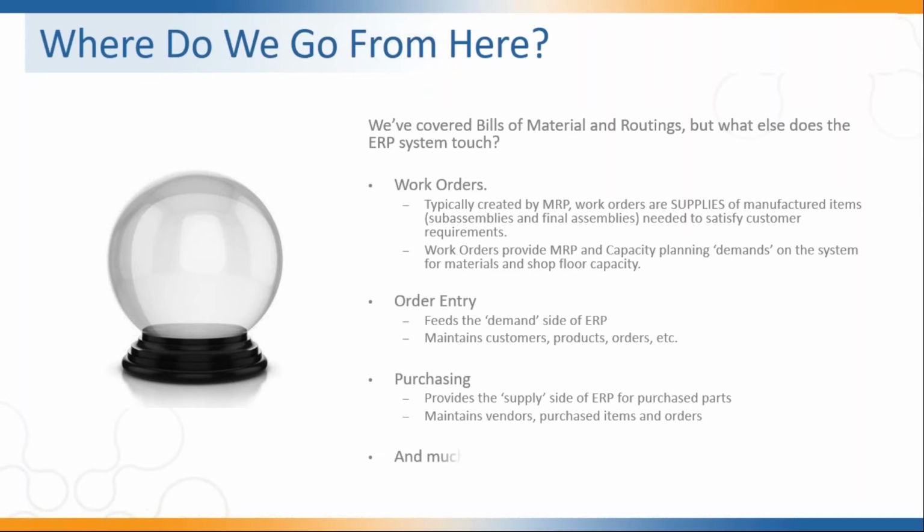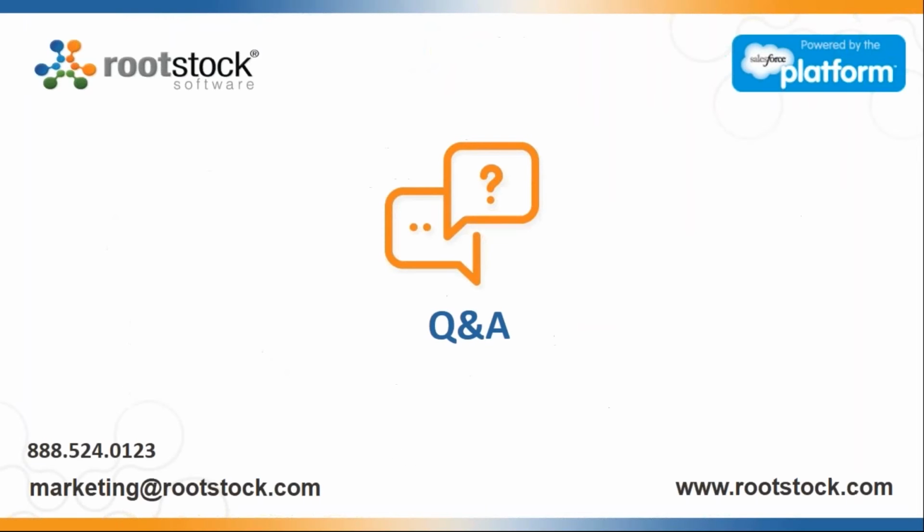We're also going to be talking about purchasing. Purchasing provides the supply side of the ERP system for the purchase parts that are needed to satisfy the demands. But besides just creating purchase orders, it also maintains vendors, a purchase item list, costing issues, and things like that. And of course, beyond this, there's far more that we'll be talking about as the future goes on.